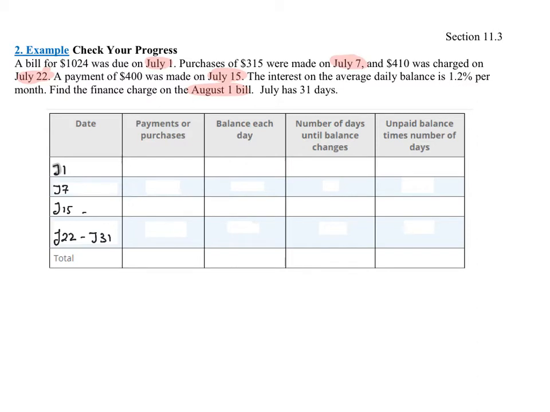Since that one stopped on the 22nd, the previous one must have stopped on the 21st. Since it was the 15th, the previous one must have stopped on the 14th. Since it was the 7th, the previous one must have been the 6th.